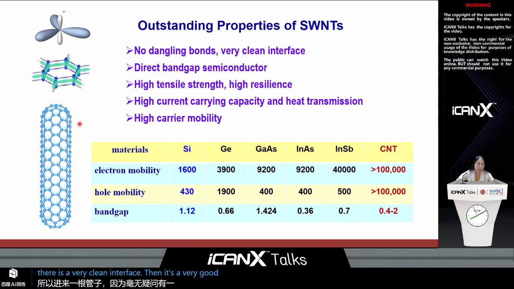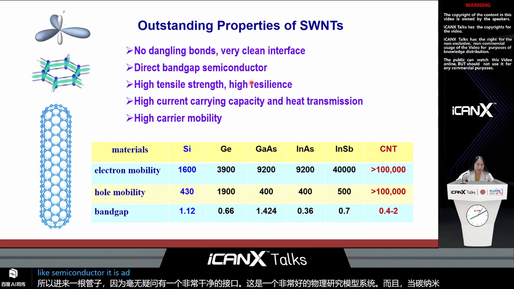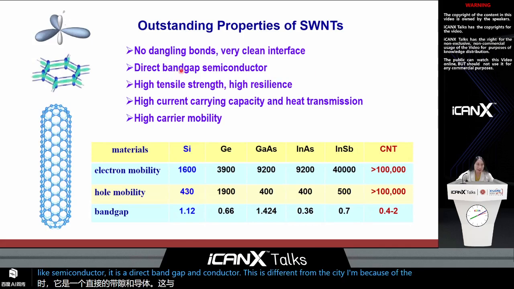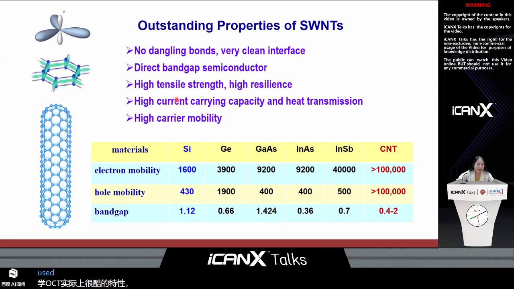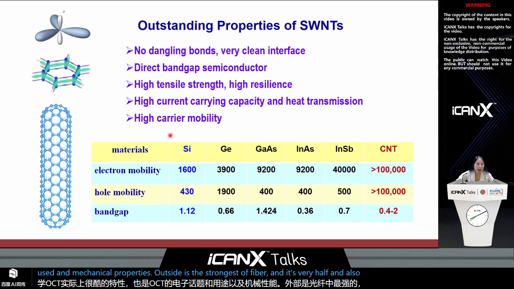And also, when carbon nanotubes behave like a semiconductor, it is a direct band gap semiconductor. This is different from silicon. Because it's a direct band gap semiconductor, that means not only its electronic property, but also its optical property and optoelectronic property can be used. And its mechanical property is really outstanding. It's the strongest fiber, and it's very tough. And also it has a very high carrier mobility.